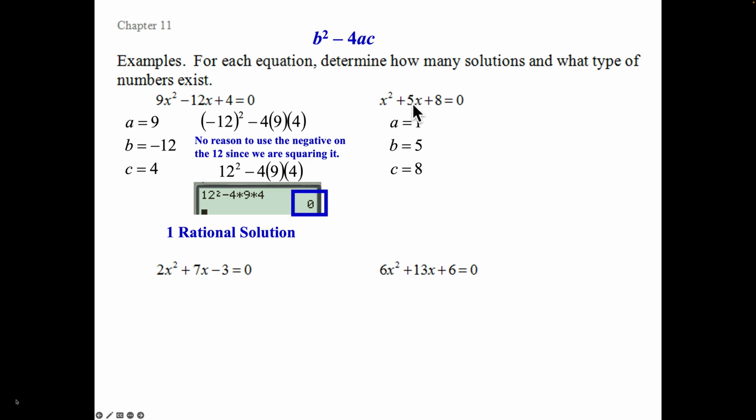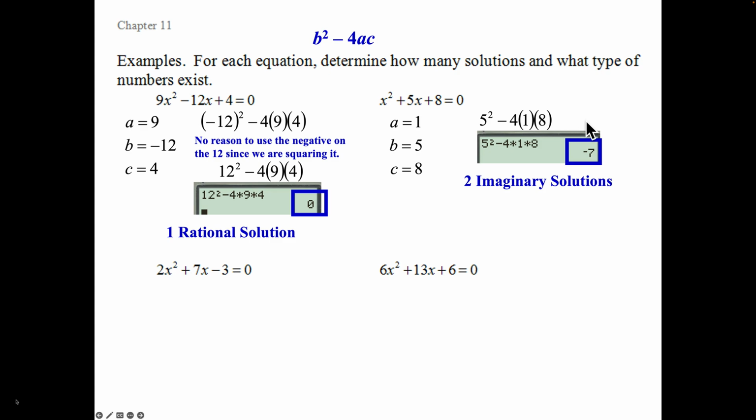Over here, a is 1, b is 5, c is 8. We're going to type in 5 squared minus 4 times 1 times 8 into our calculator. We get a negative 7. So we'll put down equals negative 7. You have two imaginary solutions based on the negative 7. Next, we have a is 2, b is 7, c is negative 3. So 7 squared minus 4 times 2 times the negative 3. Calculator tells me that's 73.